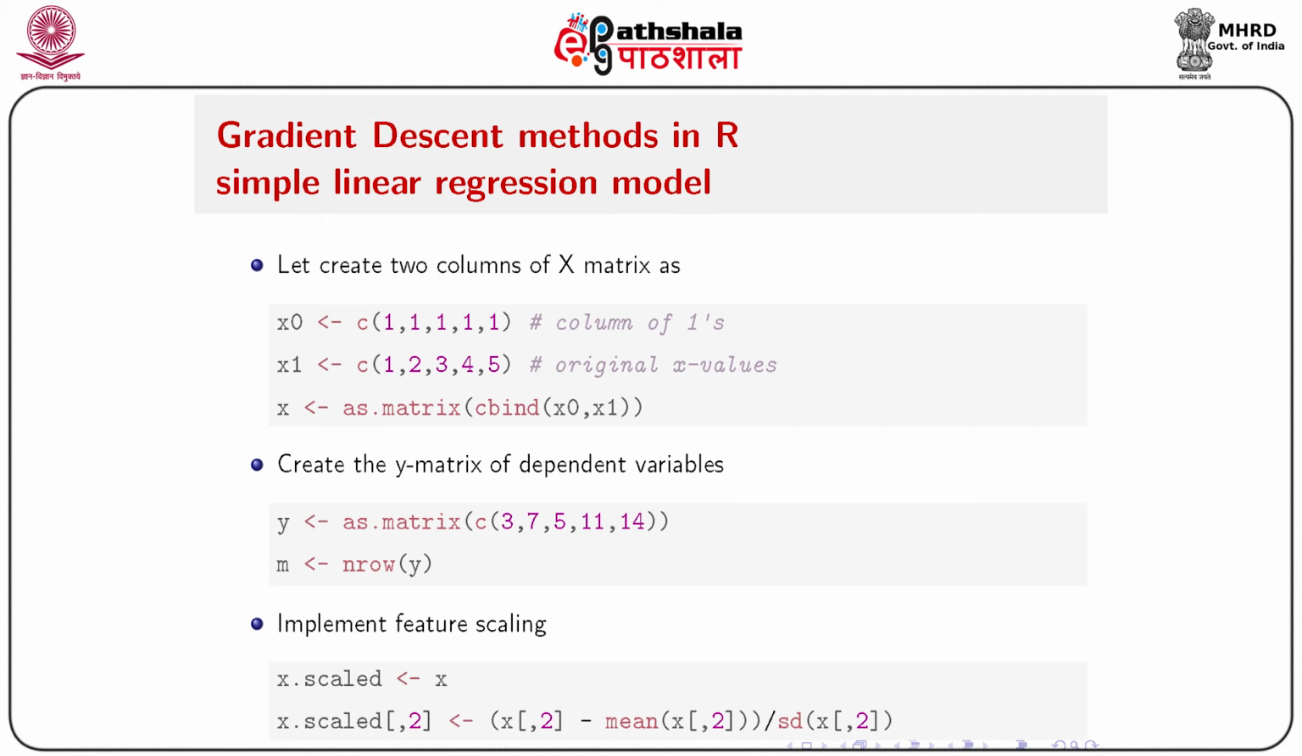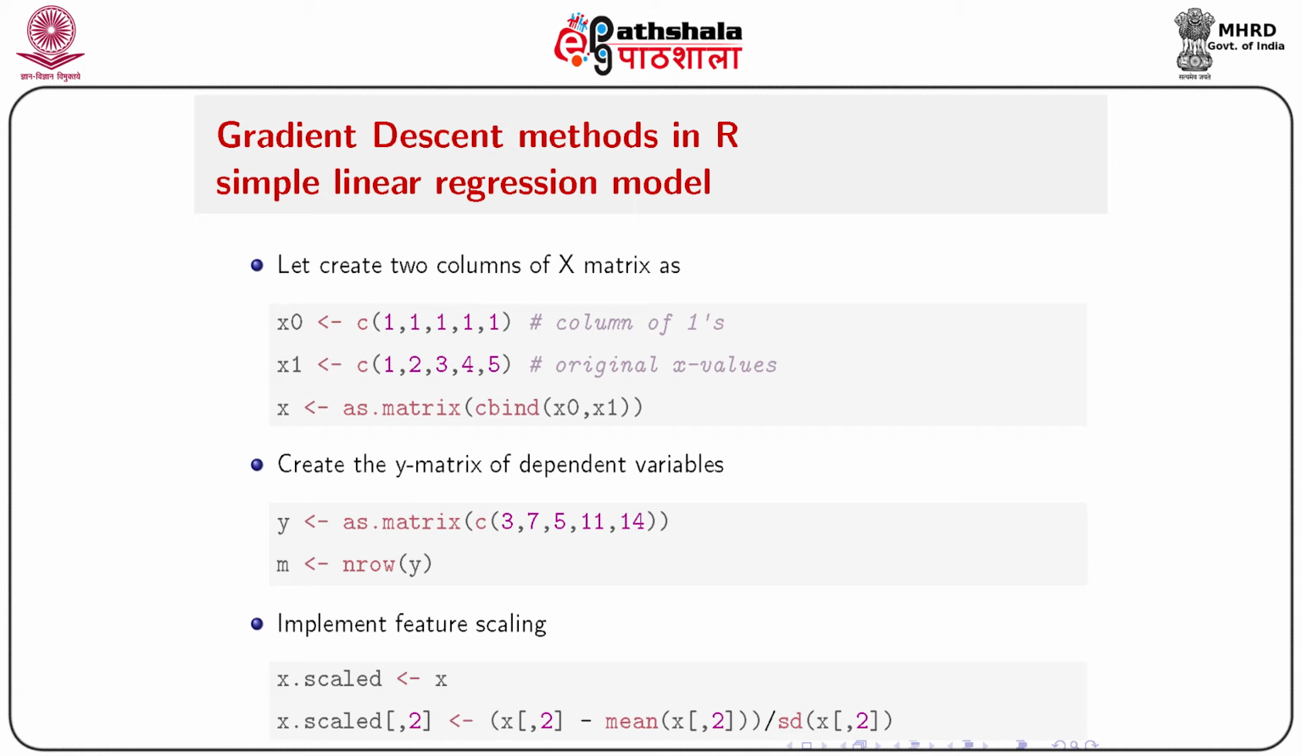So let's implement it in R. Let's create a 2-column X matrix, where X naught is 1 1 1 1 1 and X1 is 1 2 3 4 5. So X as a matrix, as.matrix with cbind of X naught and X1. Then create the Y matrix of the dependent variable as.matrix with c(3, 7, 5, 11, 14), which I entered arbitrarily, and you will get the Y matrix. And m is the length of Y, or the number of rows of Y.